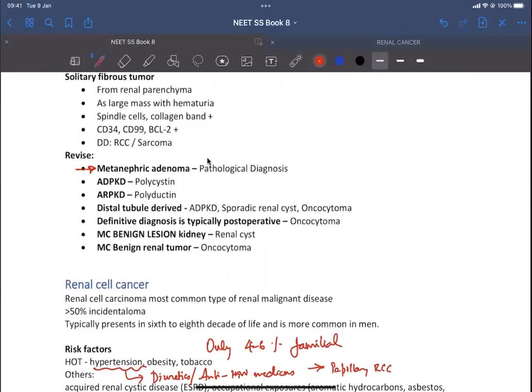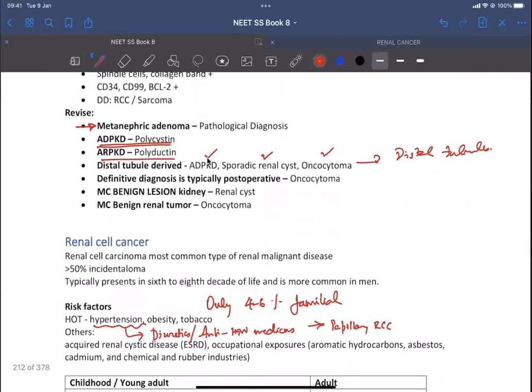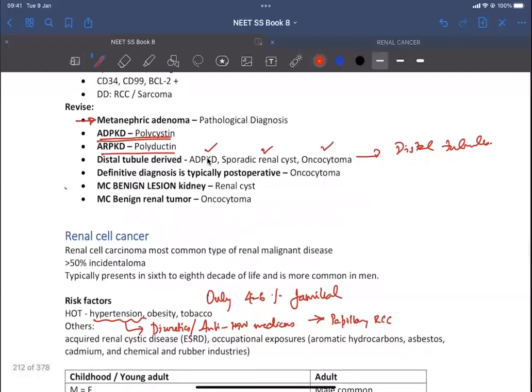It's a benign tumor. Remember, ADPKD is due to polycystin, ARPKD is due to polydactin, and ADPKDs, renal cysts, and oncocytomas are derived from the distal tubules. We've got a little bit more about this coming up as well. As I said before, the most common benign lesion is a renal cyst, and the most common benign tumor is an oncocytoma. So for benign tumors, the two things you need to know about are oncocytomas, and you need to know a bit about angiomyolipomas and about tuberous sclerosis.